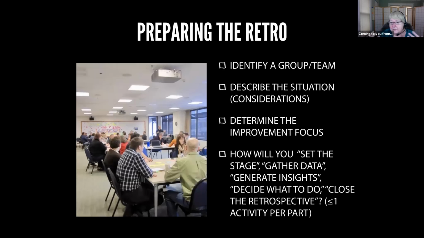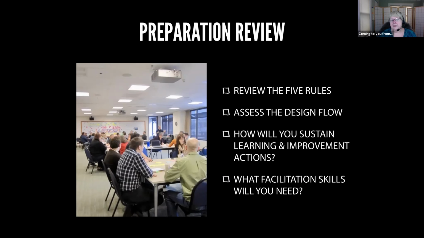So once we have that in mind, we've identified what group we're going to be working with. We can then describe the situation using those considerations, figure out what our improvement focus is, and then that tells us what kind of group process we want to do to move through. Initially, we want to identify one or two activities per part of the five. Then I look at that design, I review the five rules. How do I bring more aliveness? I ask my questions.